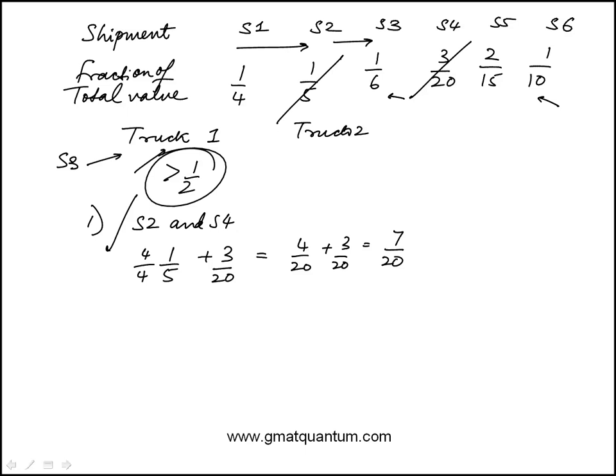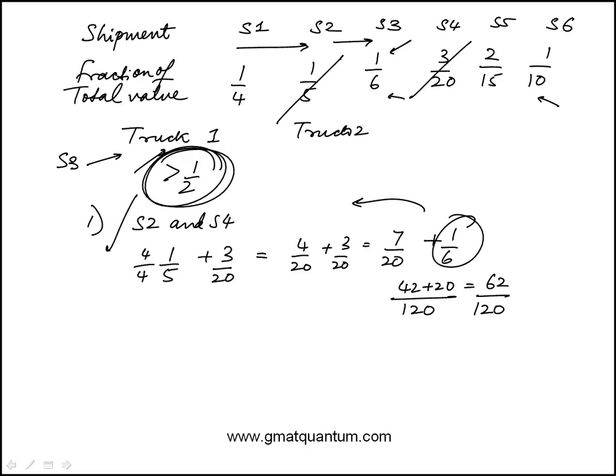So we need to know whether S3 was shipped or not. So if I add 1/6 to that, and I add this 42 plus 20, I think these numbers might be intentionally not nice, 62 over 120. If S3 was shipped, if I assume that it was shipped on truck 1, then I do satisfy the condition that's given in the main stem that greater than half the value was shipped.